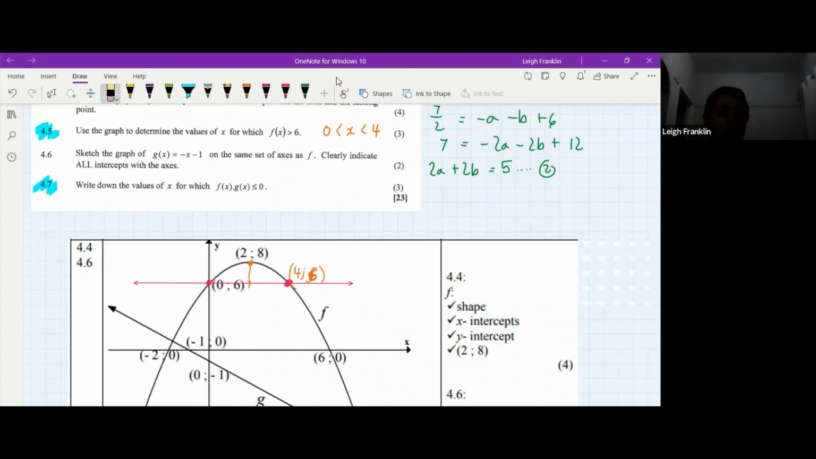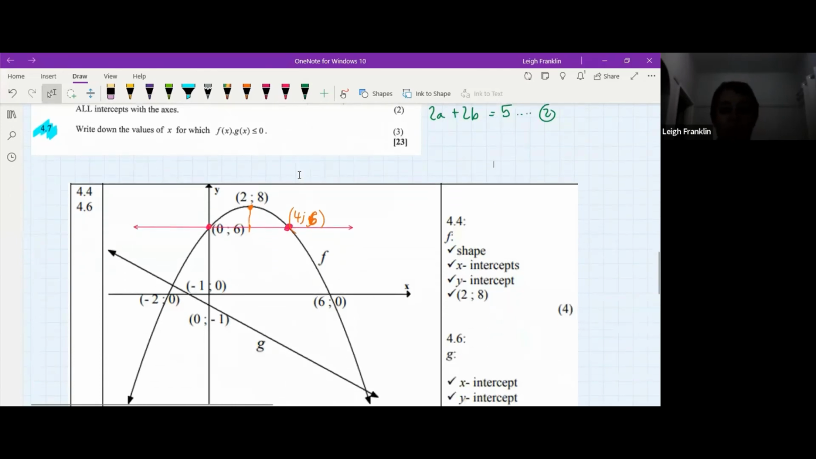Okay, 4.6 we've done. 4.7, write down the values of x for which f of x times g of x is smaller than or equal to 0. So what does this one mean, guys? What is 4.7 asking us about?